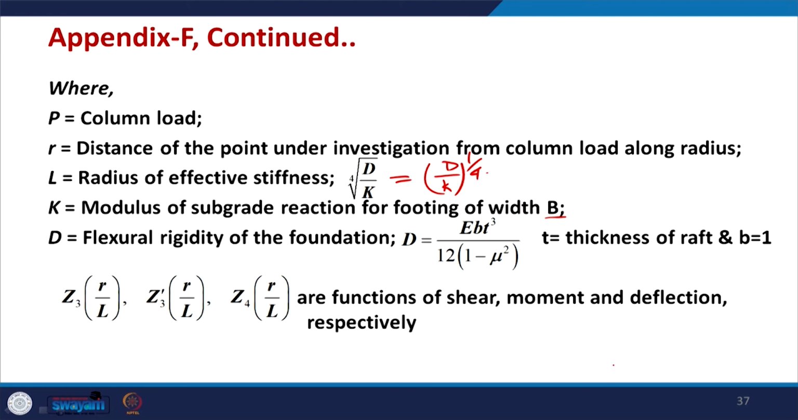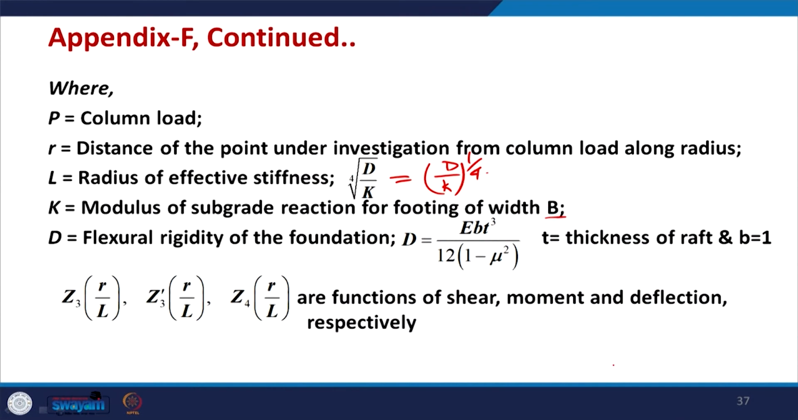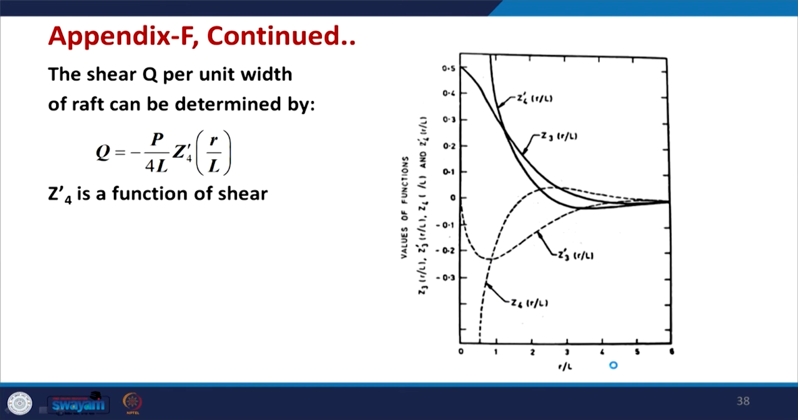That means, whatever modulus of subgrade reaction you get should be multiplied by B to get the value of K here. And once you have that, then D by K, K will have the unit of E only, and so the unit of L will be the same as the distance, that means for R. And you get this.